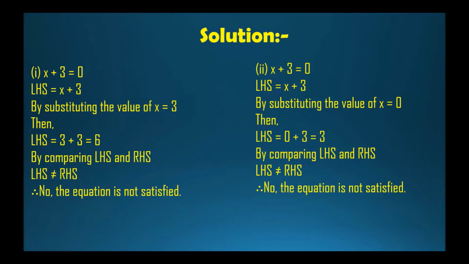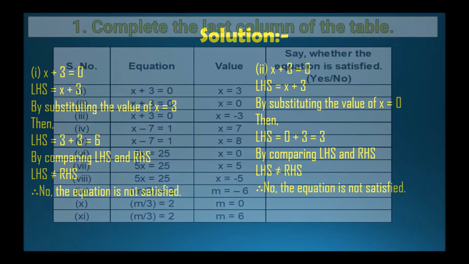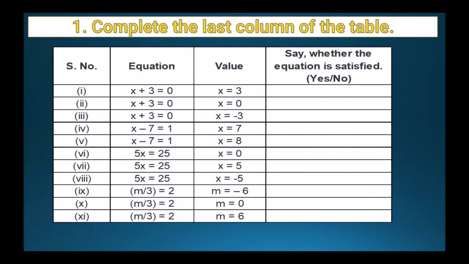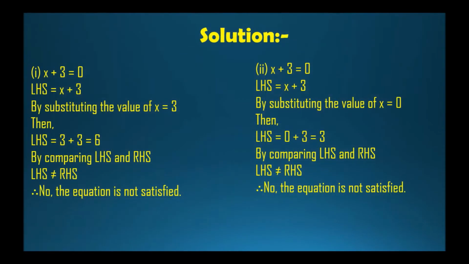Second equation is x plus 3 equals 0. Now LHS side is x plus 3. By substituting the value of x equals 0, LHS is 0 plus 3 equals 3. By comparing LHS and RHS, we can say that the equation is not satisfied.